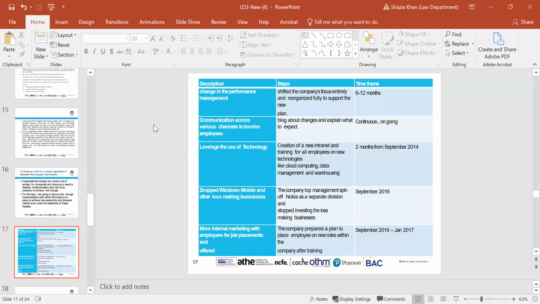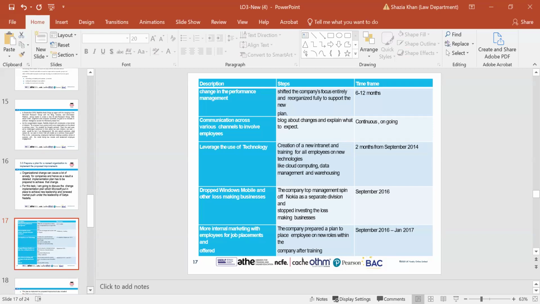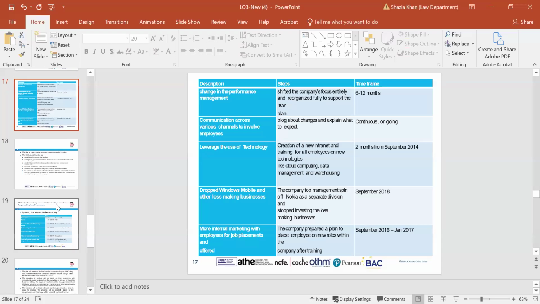The next one is more internal marketing with employees for job placements and offers. The step to take is that the company prepared a plan to place employees in new roles within the company after training, and the time frame is September 2016 to January 2017. So this table identifies the changes that need to be made in regards to this.